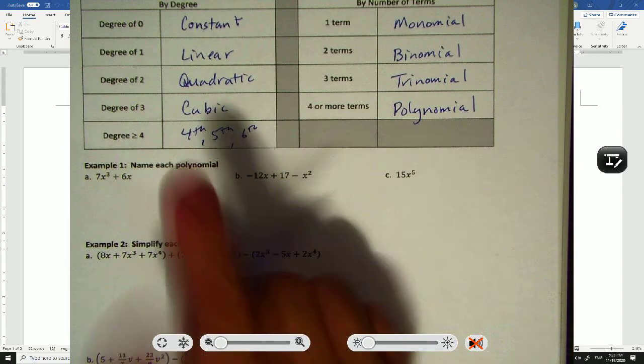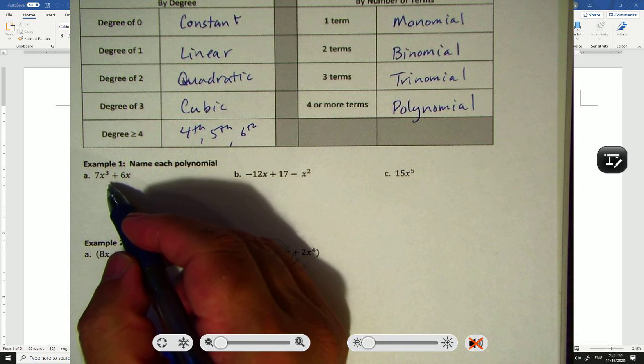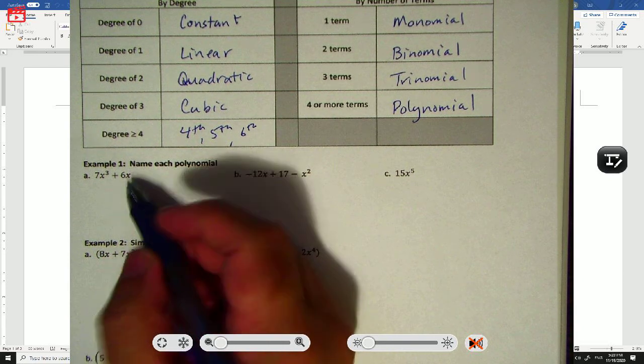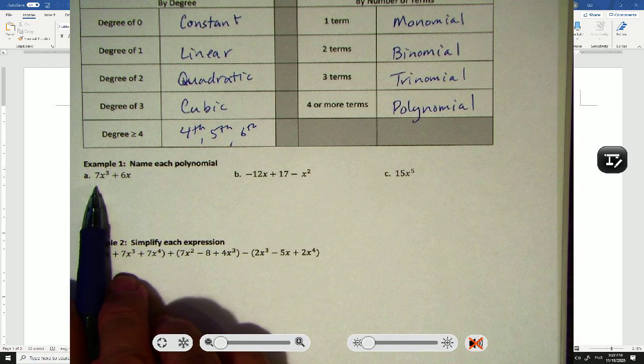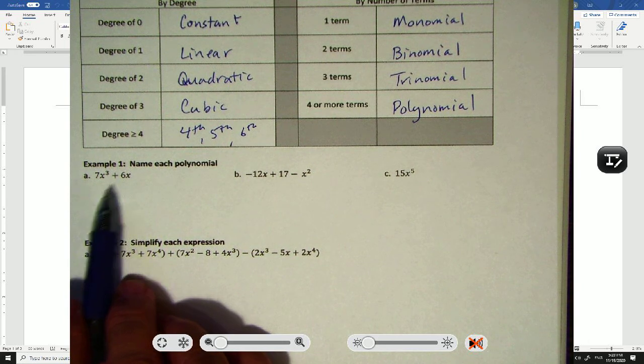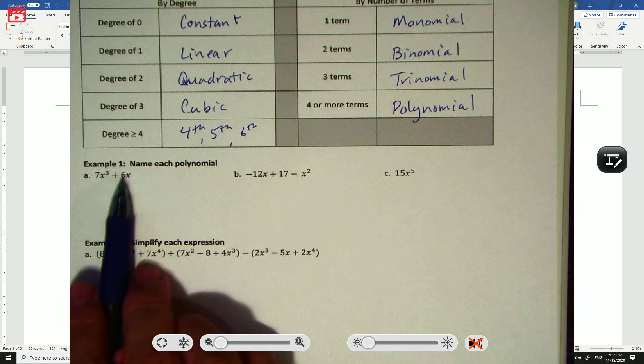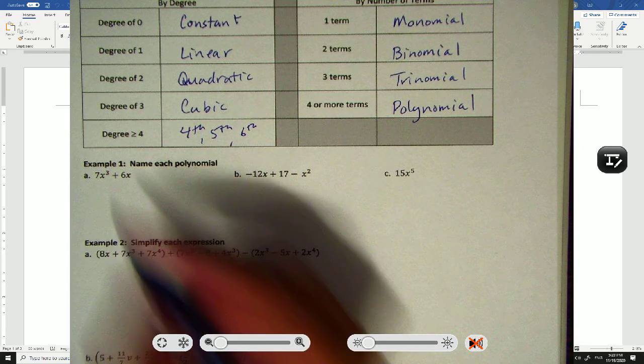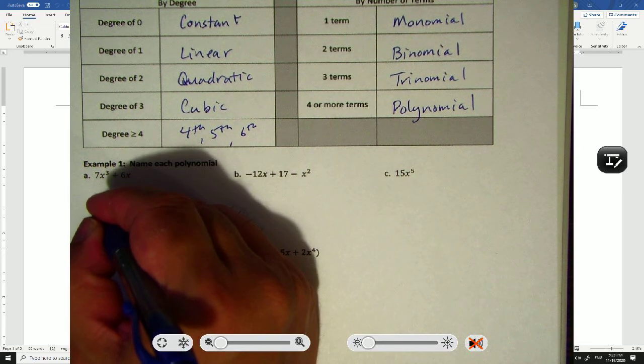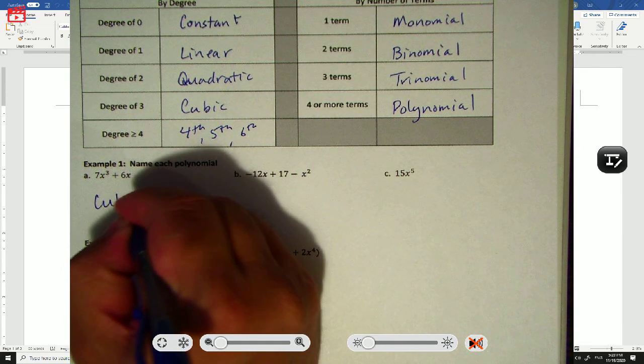So we can name each polynomial using both of these systems. The highest degree here is a 3, and it has 2 terms. A term is anything separated by plus and minus signs. So this is one term, and this is another term. So this is 2 terms. So this is a cubic binomial.